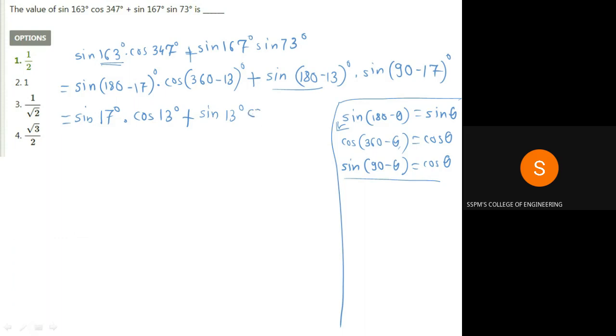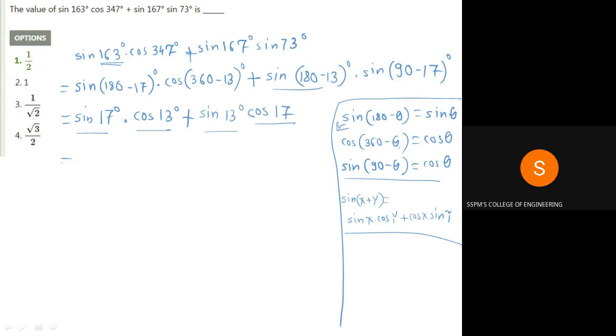That means cos of 70. So if you see here, you can see sine 17. Here you can see cos 17. In first part, it's cos 13. It is sine 13. You have seen this already. Whose expansion is it? It is the expansion of sine x plus y, isn't it? Expansion of sine x plus y is sine x cos y plus cos x sine y, isn't it?